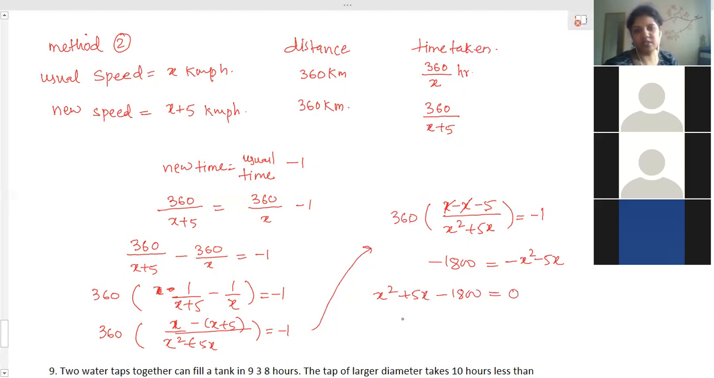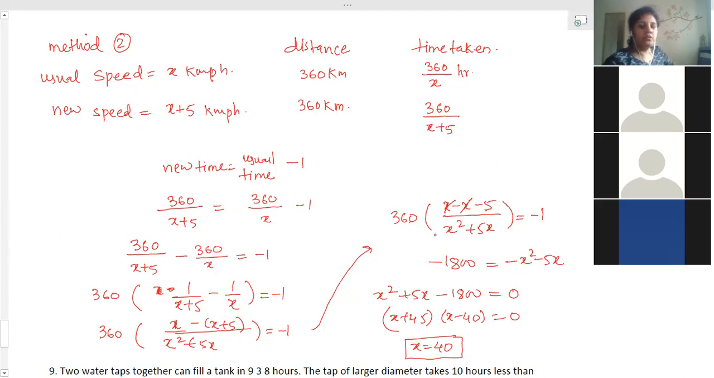And now you can solve the same way. x plus 45 and x minus 40 is equal to 0. So therefore x is equal to 40, minus 45. Speed cannot be negative, so therefore the answer will remain as plus 40. Is this clear?